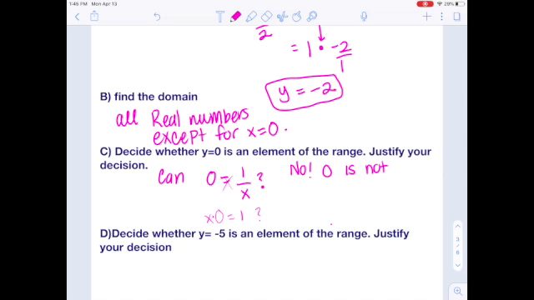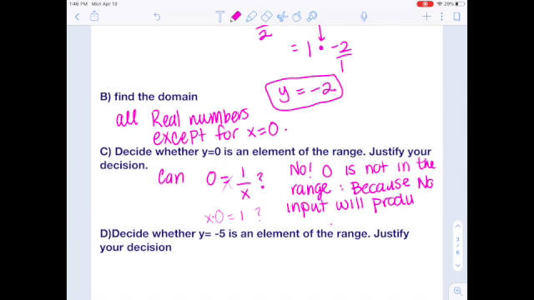So 0 is not in the domain, or sorry, in the range. And that is because no input will produce an output of 0. Okay.